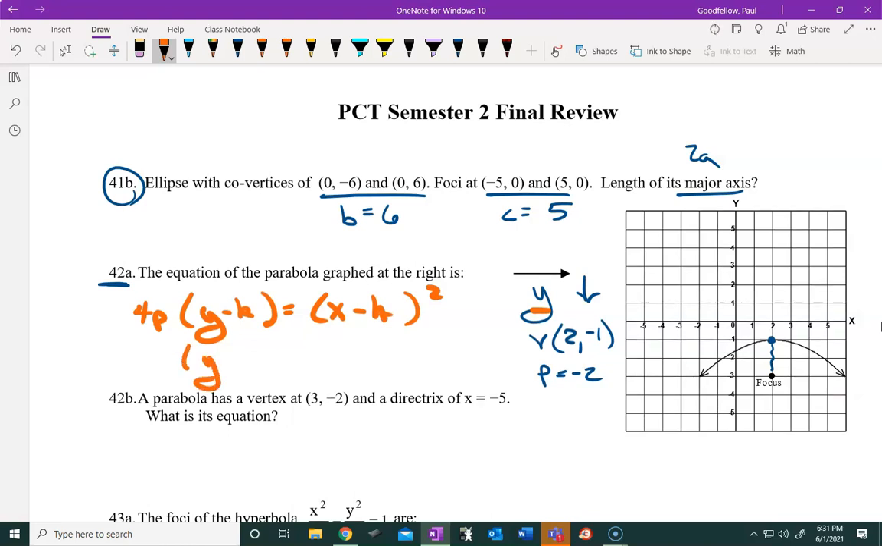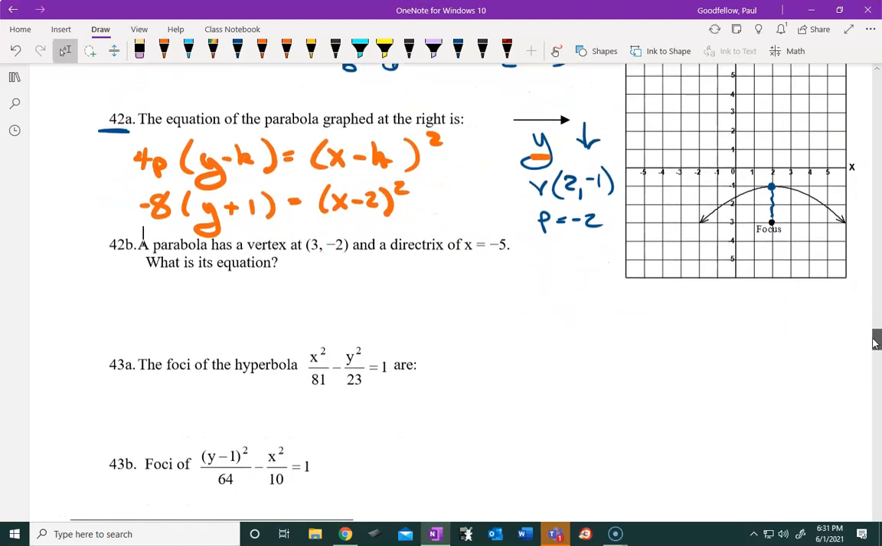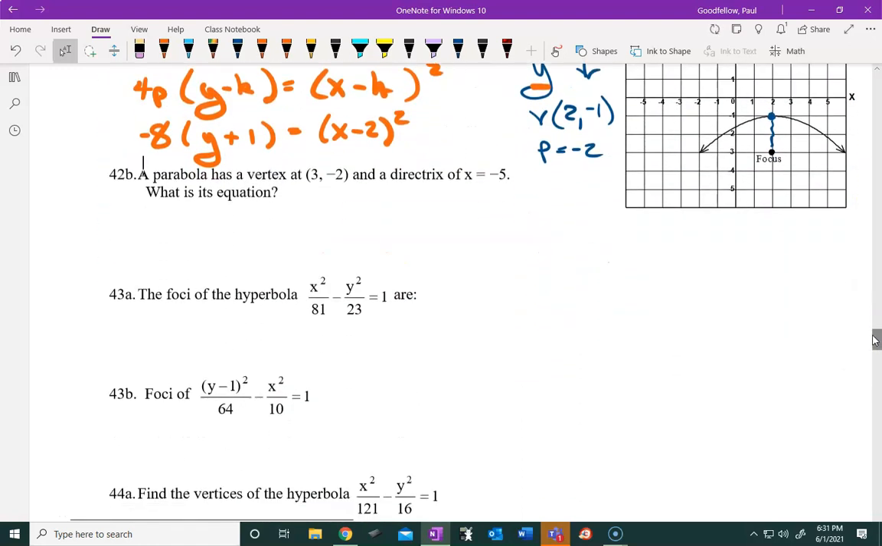Y minus k, which would be plus 1, is equal to x minus 2, quantity squared. And since p is -2, this would be -8. And that's how you write a parabola. So get that important information. Direction, vertex, and p. That'll help you.